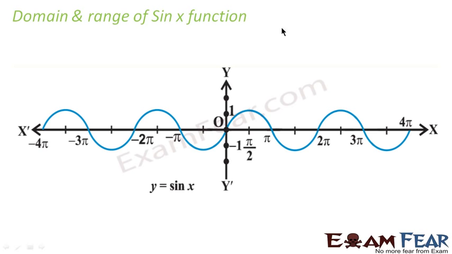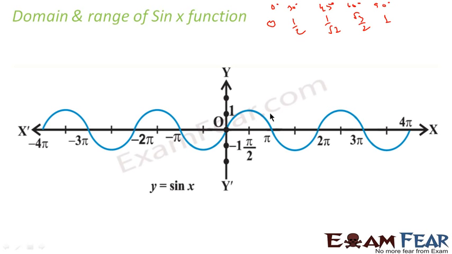So if you see, the values were 0, 1 by 2, 1 by root 2, root 3 by 2 and 1. This is what I have asked you to learn. This was 0 degree, this is 30 degree, this is 45 degree, this is 60 degree and this is 90 degree for sine.